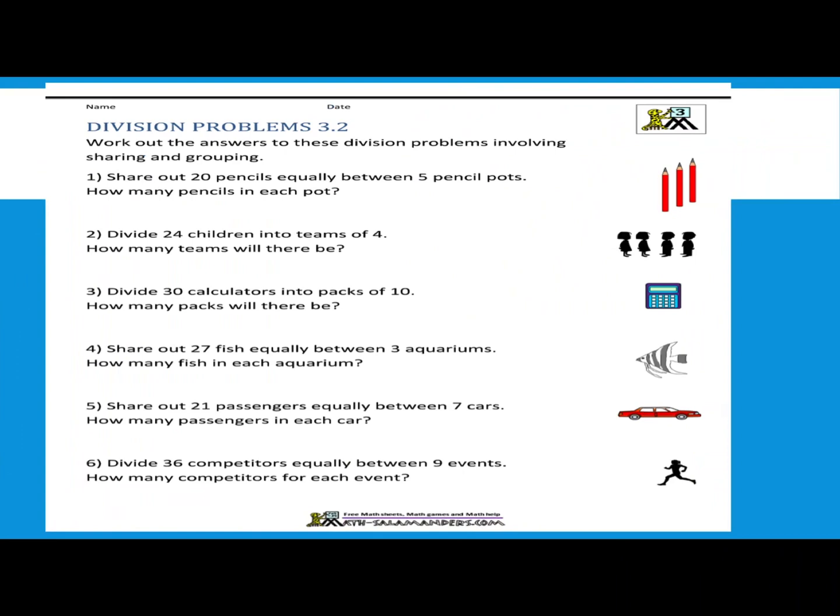So in this way you do these word problems. Divide 30 calculators into packs of 10. How many packs will there be? Share out 27 fish equally between 3 aquariums. How many fish in each aquarium? Share out 21 passengers equally between 7 cars. How many passengers in each car? Divide 36 competitors equally between 9 events. How many competitors for each event?